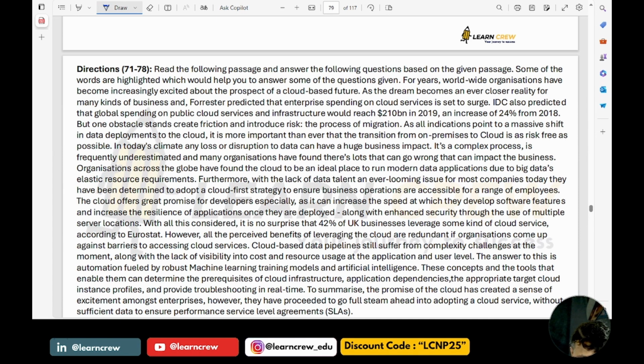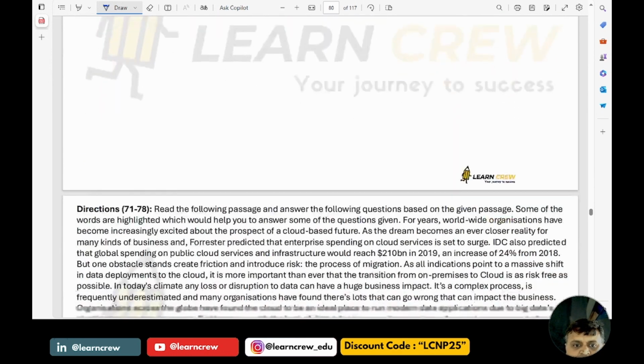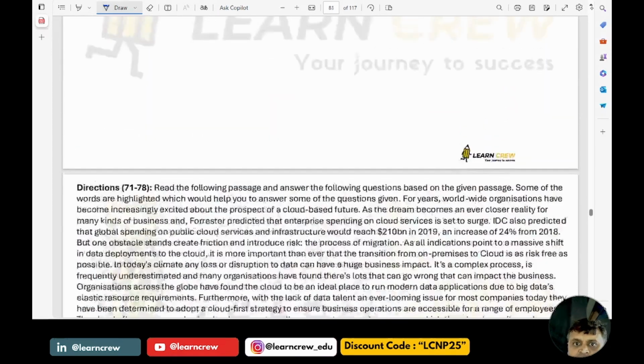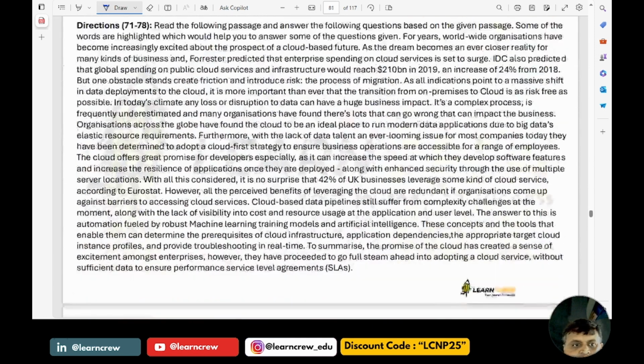In today's climate, any loss or disruption of data can have a huge business impact. So this is the major thing that is being given. Yes or no? What is the answer here? The answer is option D. It exposes companies to the risk of losing important information. Okay? Next, 74th question.